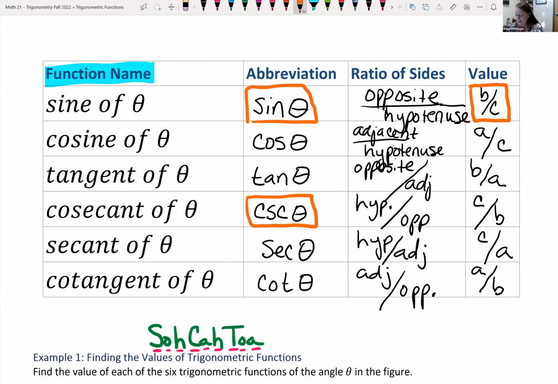If we look at cosine theta, which was A over C, looking for the reciprocal function. Each one will have a reciprocal. So flipping our fraction, A over C is C over A is the reciprocal, and that is secant theta.